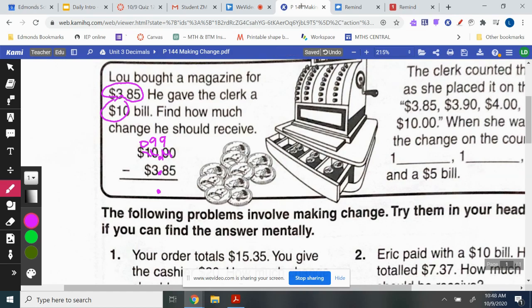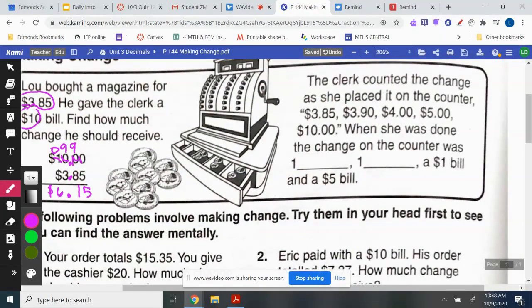So 10 minus 5 is 5. 9 minus 8 is 1. And 9 minus 3 is 6. So he received $6.15 in change. But the story problem then continues. It says the clerk counted the change as she placed it on the counter.